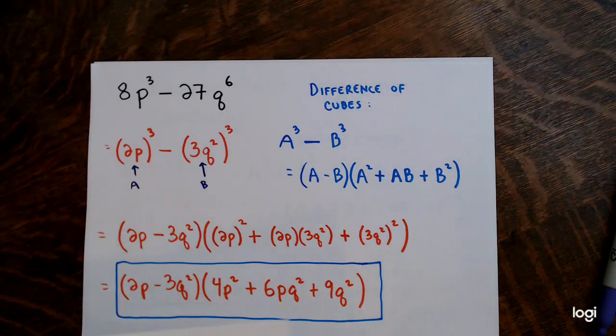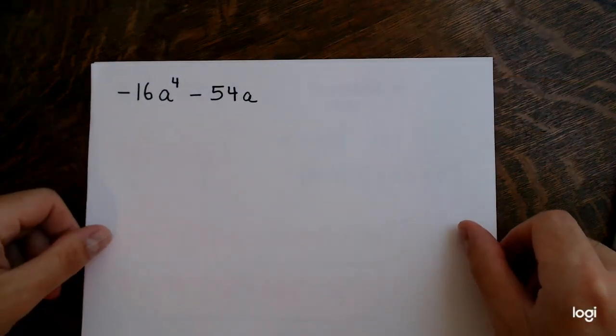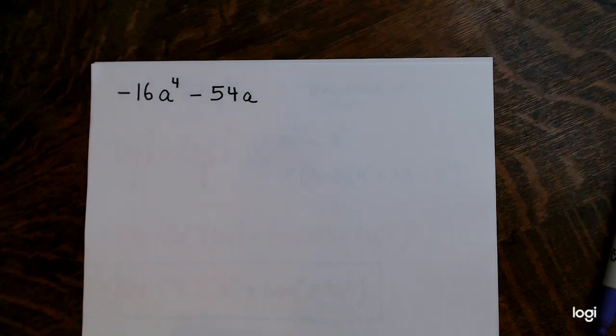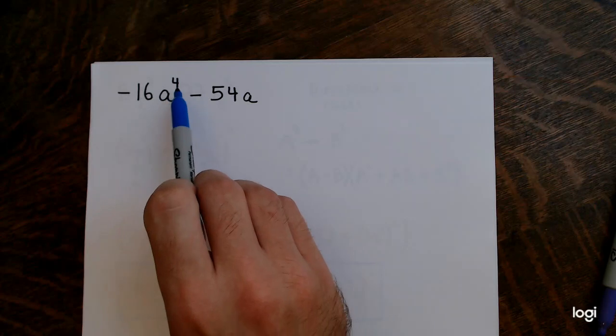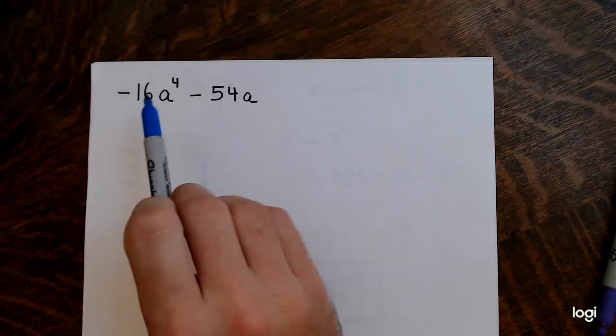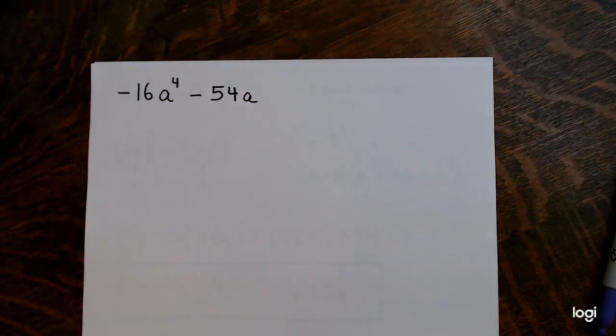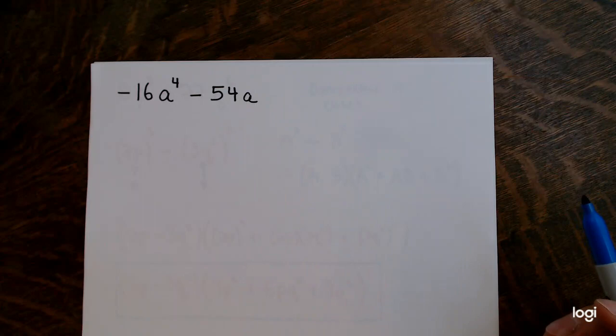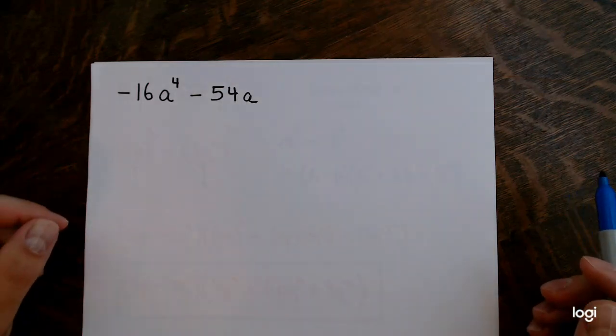The next one we have, now here's one where it's not a difference of 2 cubes or a sum of 2 cubes to start with. Negative 16a to the 4th minus 54a. Notice my powers on the variables here aren't multiples of 3. So chances are, it's not a sum or difference of 2 cubes.